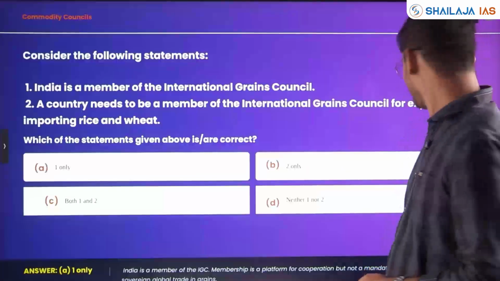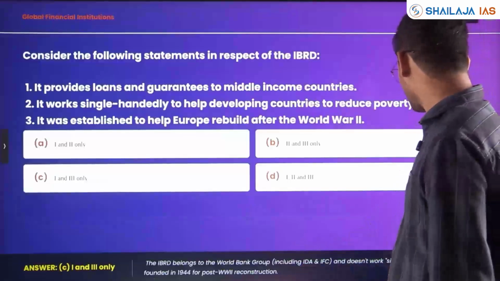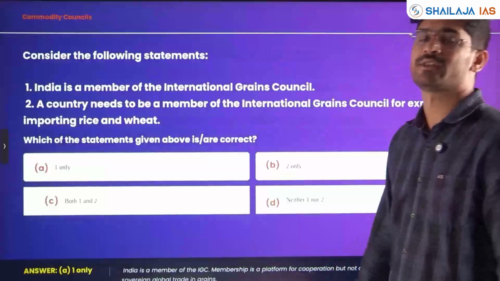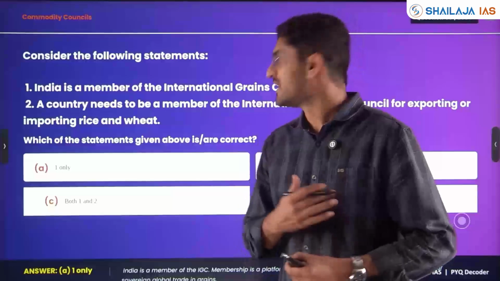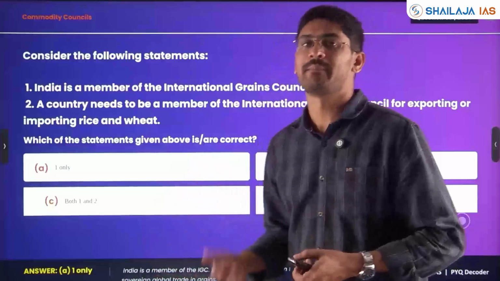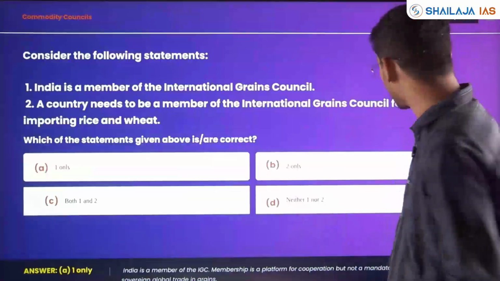So it works here and doesn't work single-handedly. It was mainly for the rebuilding of Europe after World War II, and now it has spread to all other developing and middle income countries. Next question.